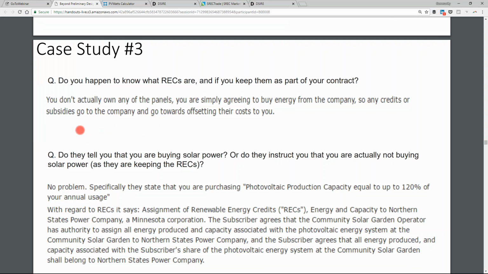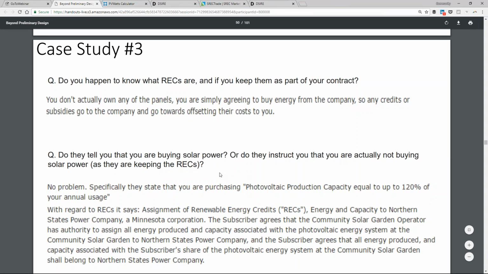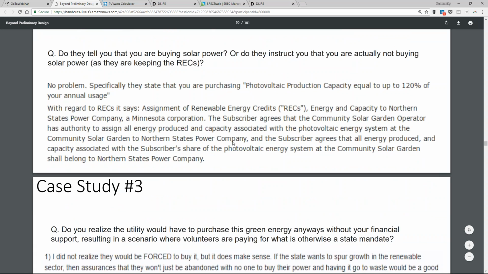And that's fair. And he says, well, you don't own any of the panels. You're simply agreeing to buy the power from the array at the rate. We saw in the previous example, it was that you're agreeing to buy the power at 13 cents a kilowatt hour and have it increase a little bit each year. And so any credits or subsidies or tax credits or renewable energy credits go to the company, and that allows them to give you the rate that they're providing. Okay, well, that didn't really address the renewable energy credit.